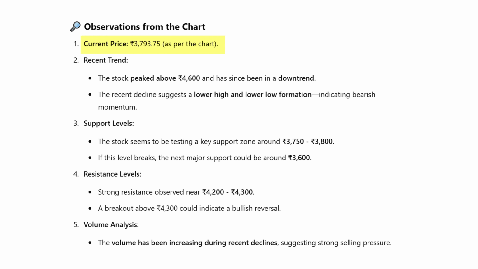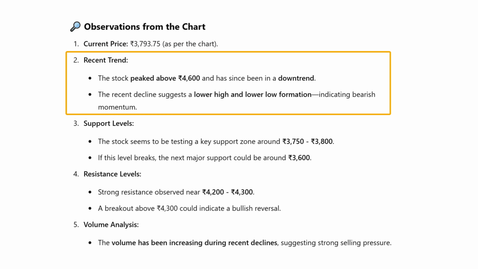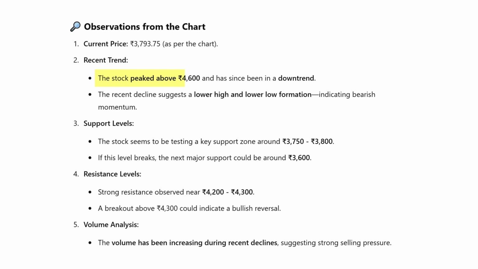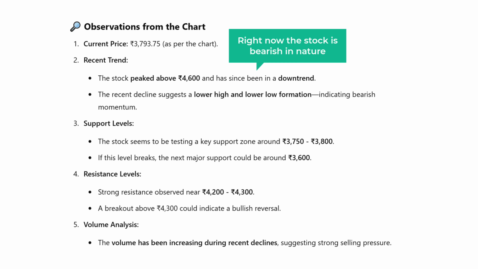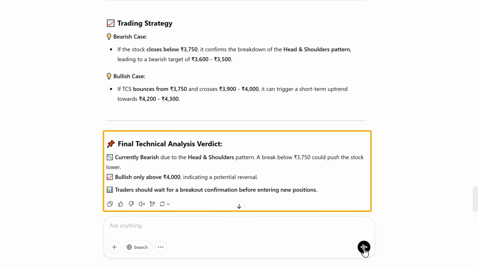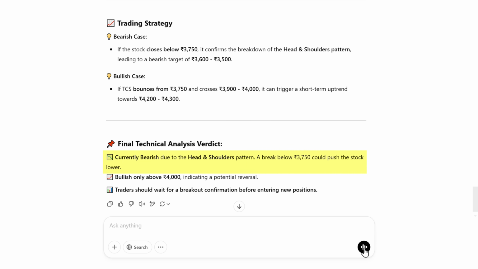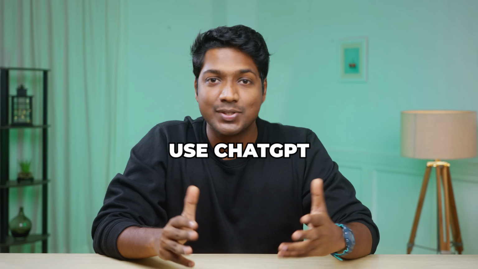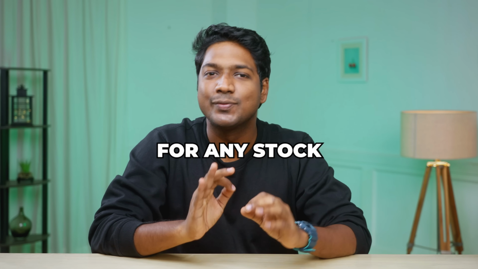First, we have the current price of the stock. Following that, we have the recent trend of the stock. The highest price for the stock was Rs 4,600, but since then the price of the stock has been falling and right now the stock is bearish in nature. And the final verdict that we have here is that the share price might drop even further and there might only be an uptrend if the share price goes above 4,000 rupees. Alright, so now you know how to use ChatGPT to do a technical analysis for any stock.